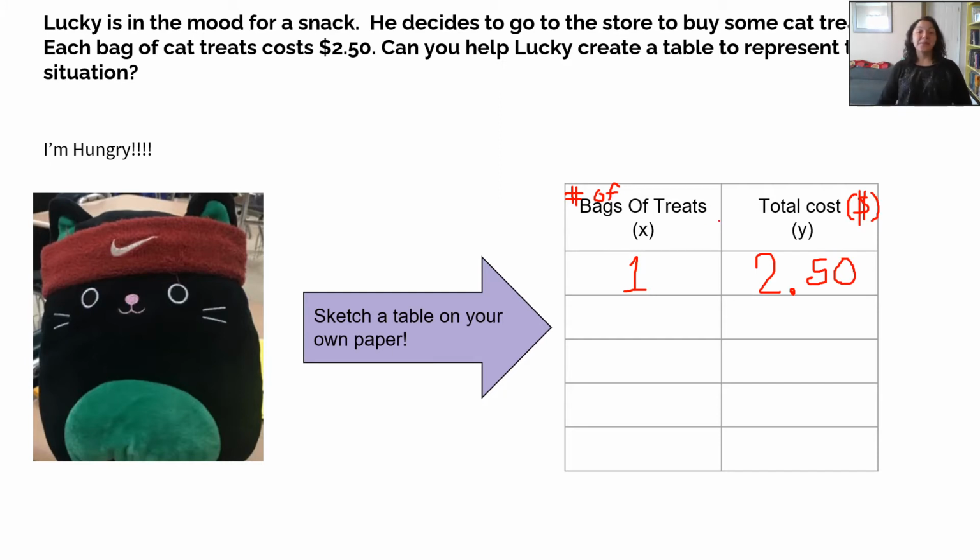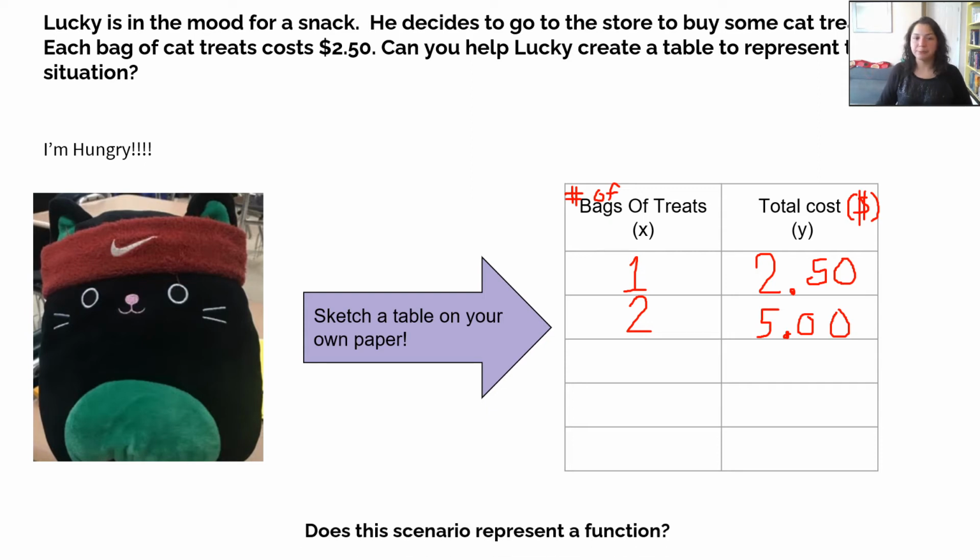So then you told me that if Lucky bought 2 bags, man, you guys were so smart. And shout out to one of your teachers, Miss Macias, because you guys came over super prepared. So you told me that 2 bags would cost him $5. When I ask what the function is doing, you guys are telling me that you're multiplying numbers. And I'm like, awesome. Okay, so let's go ahead and continue.